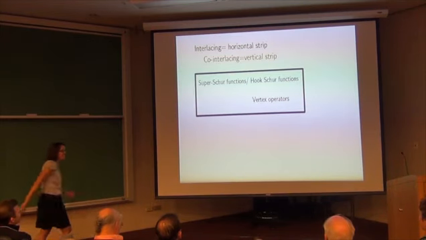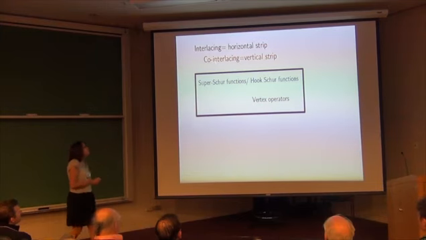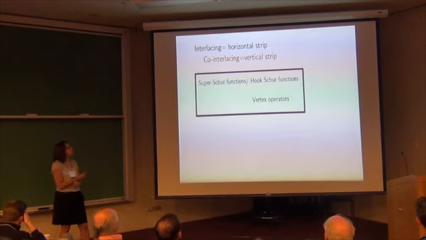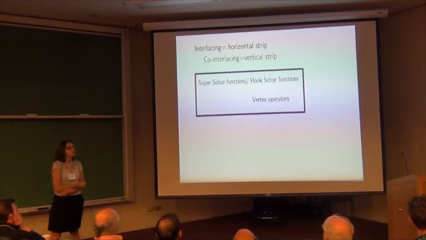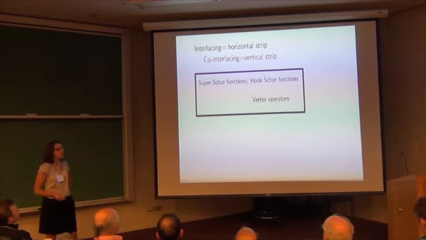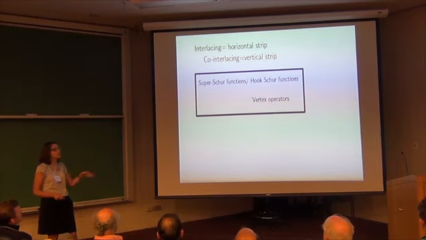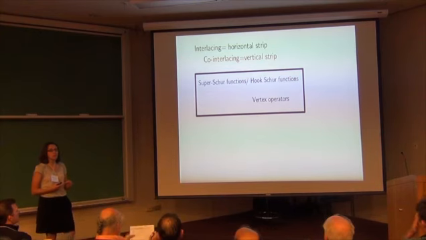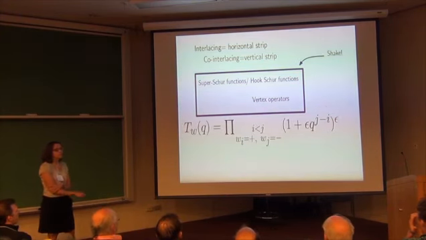Okay. So now I'll skip that part of the proof. I said that interlacing corresponds to difference of horizontal strip, co-interlacing vertical strip. And so what I'm going to use now is the super Schur function or the hook Schur function, depending on how you like to do it. I can write my generating functions as a sequence of vertex operators. These operators have nice commutation relations. I use it, and then I get my generating function.